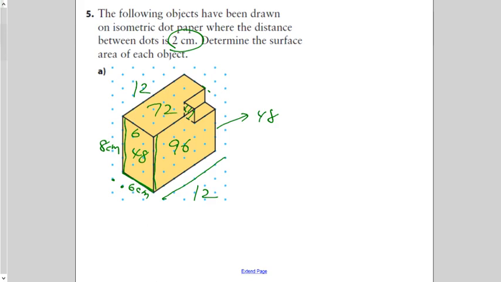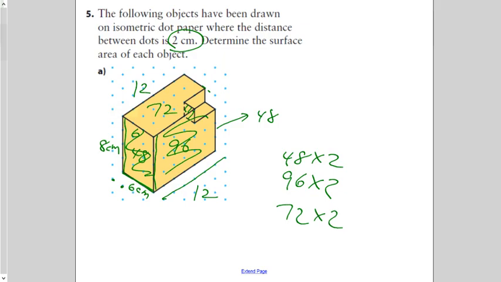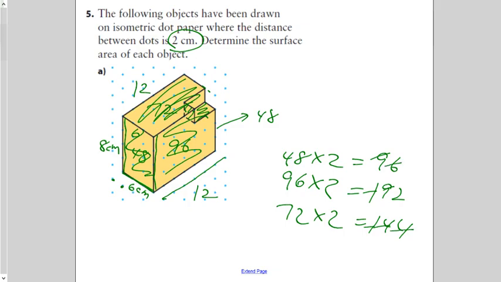So therefore, we would simply have 48 times 2. That's this side and its counterpart on the other side. 96 times 2. That's this side and the one on the other side. And it would be 72 times 2, which would be the top and the bottom. And therefore, you'd have 96, you'd have 192, you'd have 144. Add those together. 100, 200, 330, 420, 430, 432 centimeters squared.